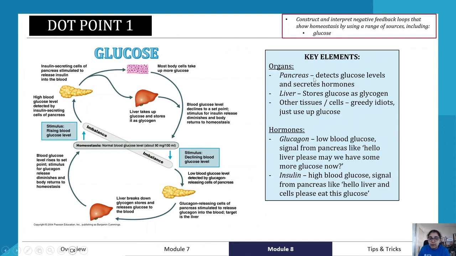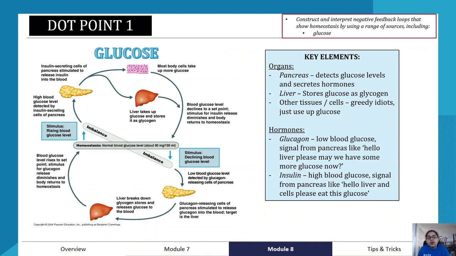So the key elements here are, firstly, the pancreas. It is a very important organ because it is detecting glucose levels, and it is secreting both insulin and glucagon. So the pancreas secretes both, but obviously different cells do that. Beta cells are going to secrete insulin. Alpha cells are going to secrete glucagon. Now, the liver.